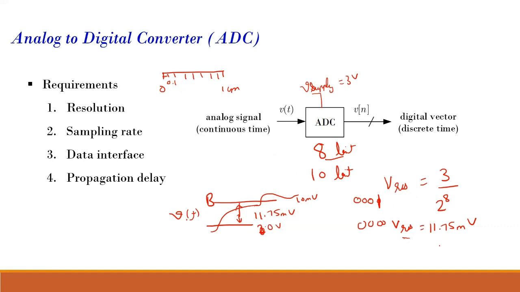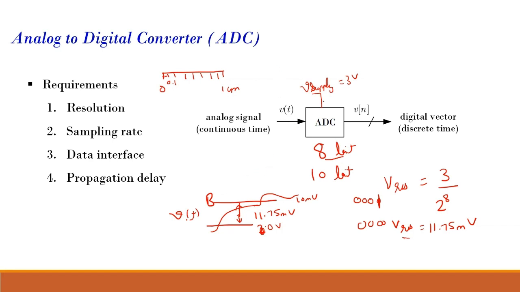Sir, this V supply is entirely different from the analog signal, right? Yeah, this is like a biasing supply for the ADC. If the ADC is rated for 3 volts and I'm giving only 2 volts, will the resolution change? The resolution will decrease further, no?